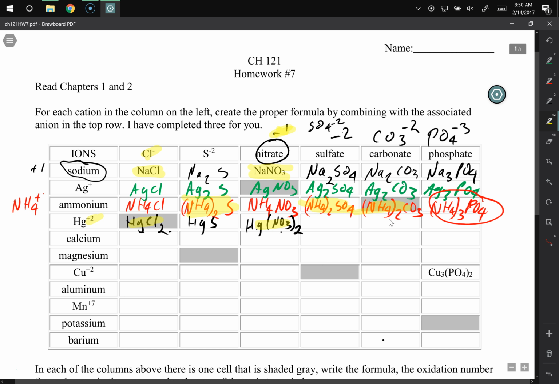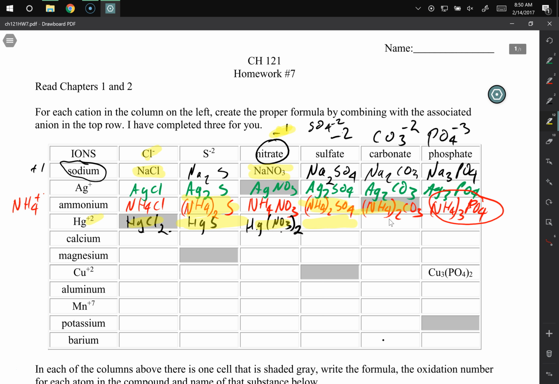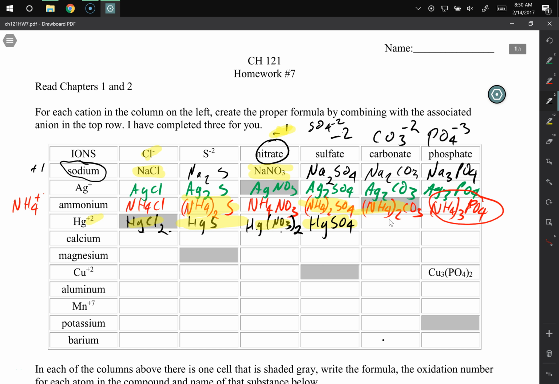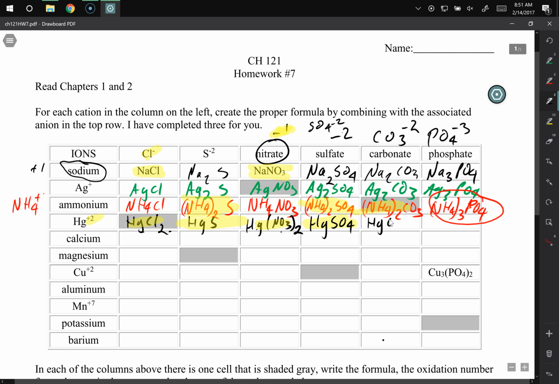Okay, so how is this one right here, this mercury 2 sulfide, and this mercury 2 sulfate going to be similar to each other? The ratio is going to be the same because they both have an absolute value of 2 for their charge. So then I just need to write what? I just need to write 1 of each of them. How about the next one? Same exact thing, because the carbonate's also a minus 2 charge, so HgCO3.